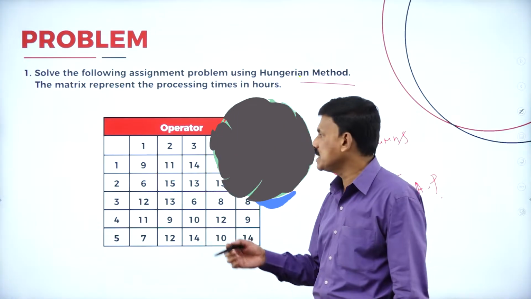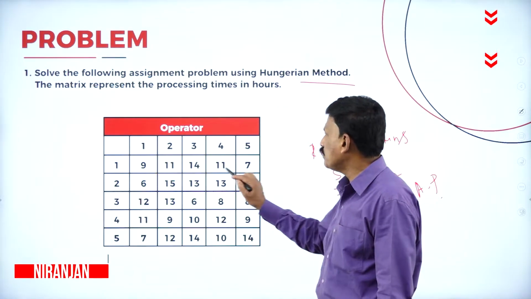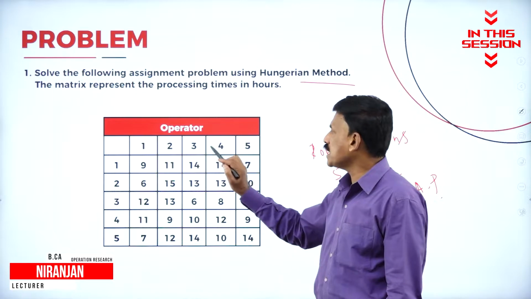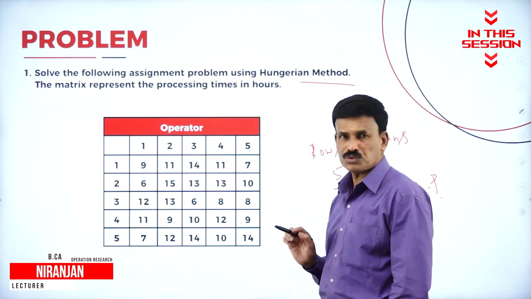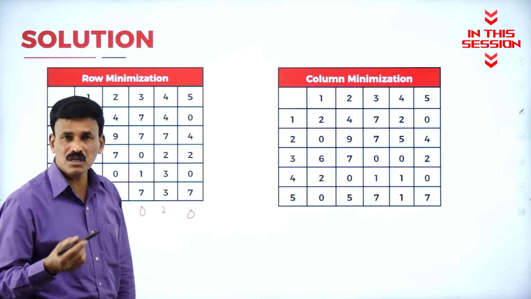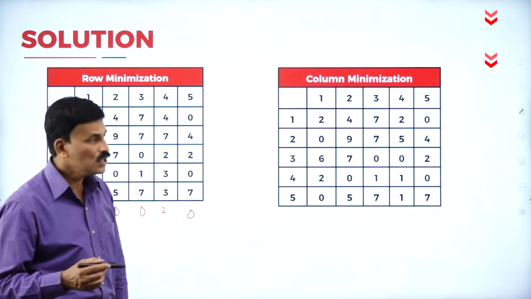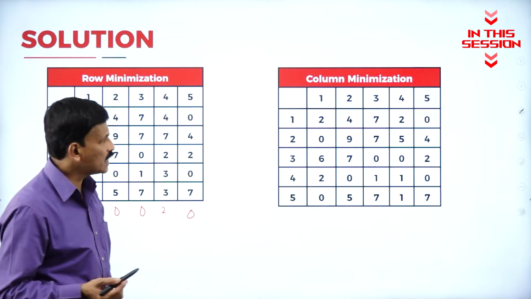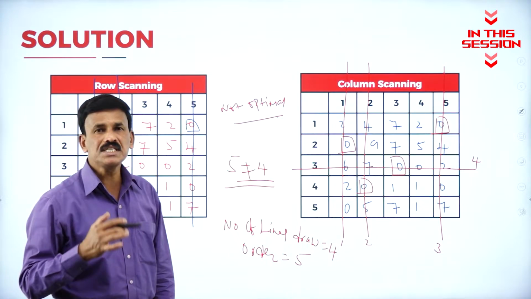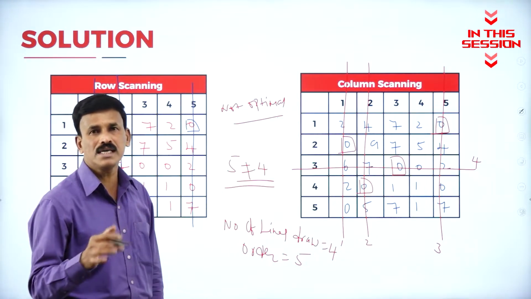What is row scanning here? Identify the least element in that row and subtract each and every element by that row. After completing row and column minimization, we have to go for row scanning and column scanning. Identify the least uncovered value as X.